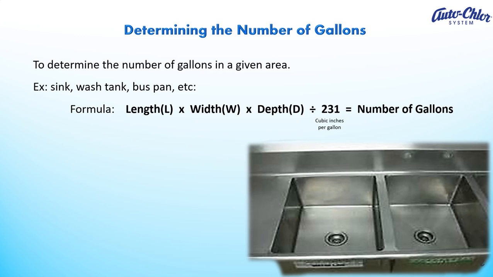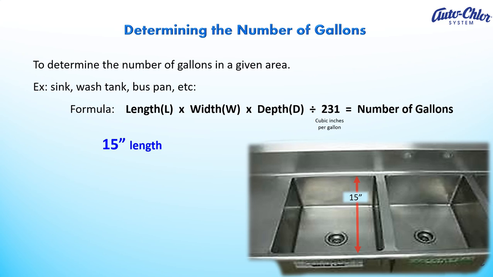To determine the number of gallons in a given area, such as a sink, a wash tank, a bus pan, etc., we use the formula of the length times the width times the depth divided by 231, which is our cubic inches per gallon. This will give us the number of gallons in a given area.